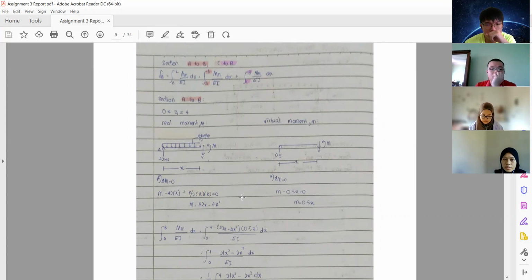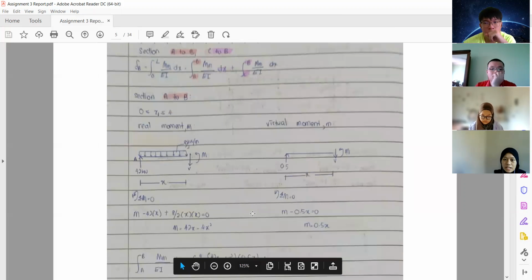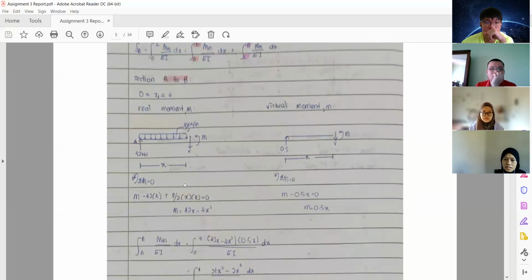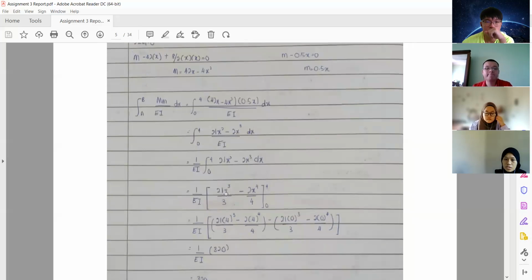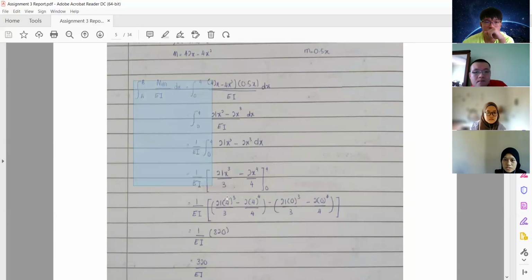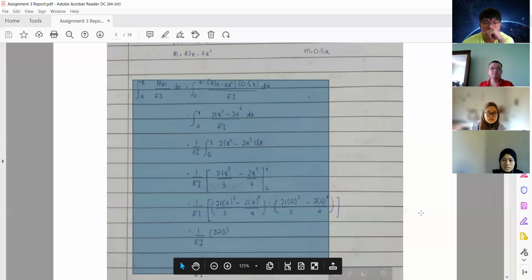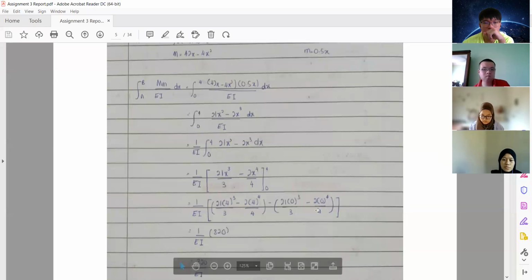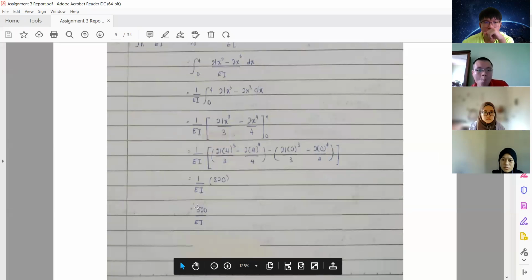This is the real beam. We cut it in half here and then use the moment equation. We find the real moment, 42x minus 4x squared, and the virtual moment, 0.5x. Then we substitute into the equation. The deflection for section A to B is 320 over EI.